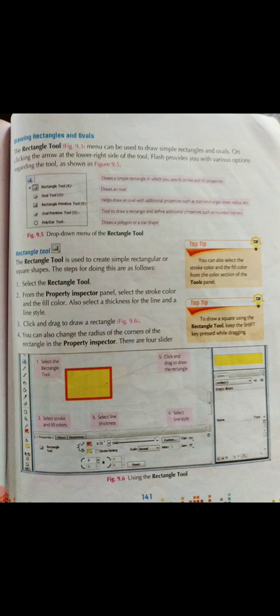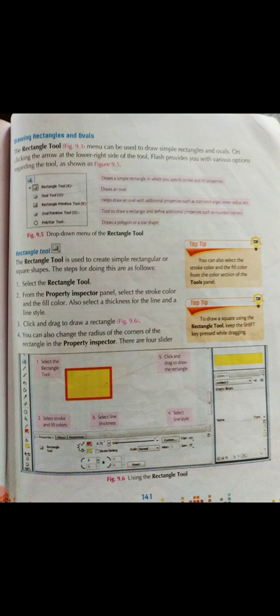Fills give the color to the inside portion, and stroke means what? The outside boundary. So with the help of your property inspector, we are going to select the stroke and fill color. Clear in step 2? No doubt in your step 2? As well as we are going to select the thickness of the line and the line style.